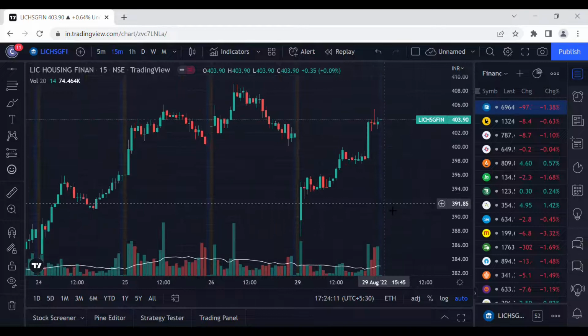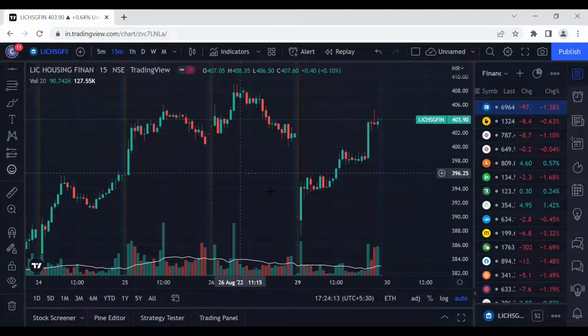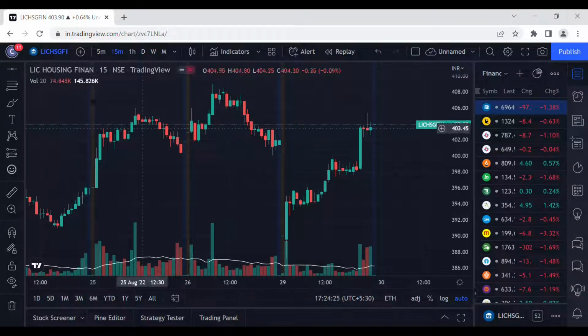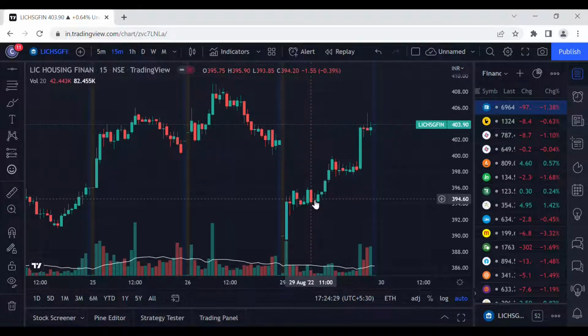See, I have taken a trade in housing finance after formation of this red bearish candle. After formation of the 11 a.m. candle, you can see it in a 15 minutes time frame. After formation of this red candle, I thought of taking an entry. It's completely a bearish candle, right?